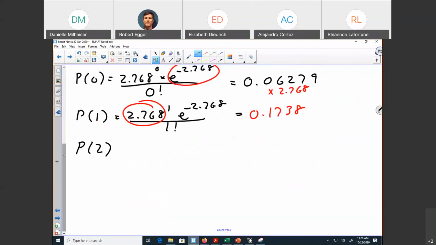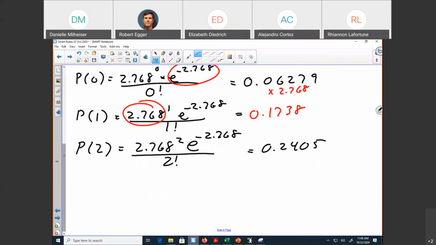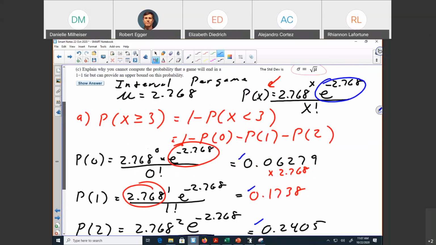And probability of 2 goals being done. Again, you put those numbers in, turn the crank, and you get 0.2405. Add them all up. This guy, this guy, and this guy. You get 0.4771 by hand. But that's what we want.